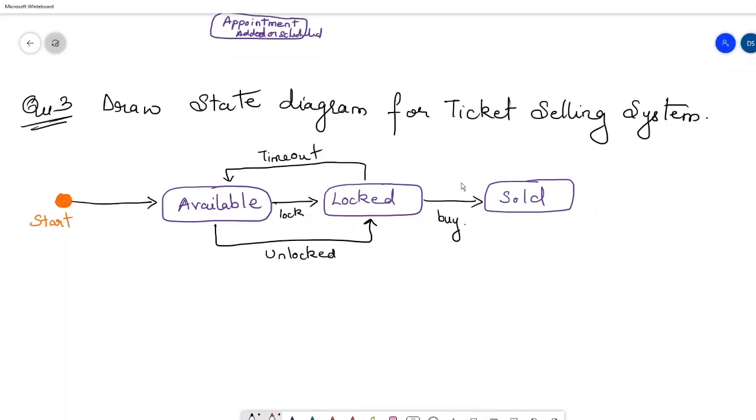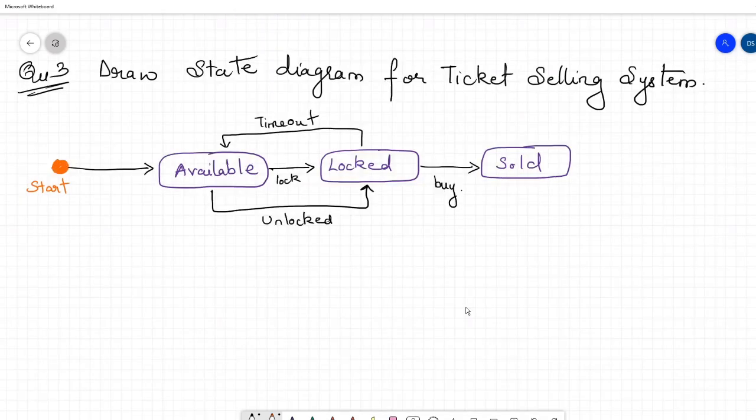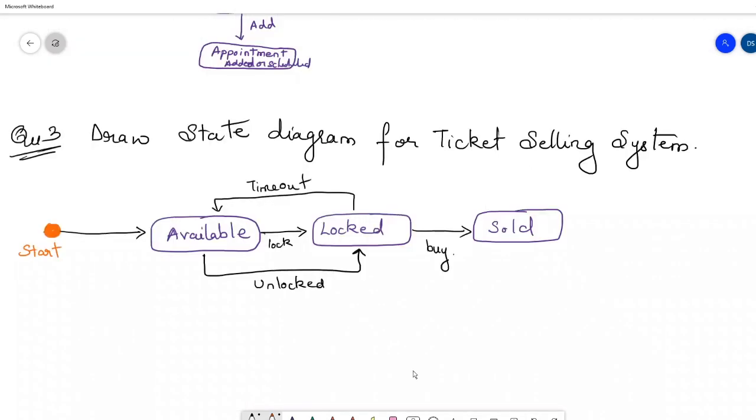You can share your diagram also if you have some new ideas, or if you have some other states in your mind. Okay, so I'll give two more questions. Just try to solve them, and we'll be drawing all these diagrams on Wednesday in our lab session. Okay, so this was about ticket selling. It can be regarding any field, anything.